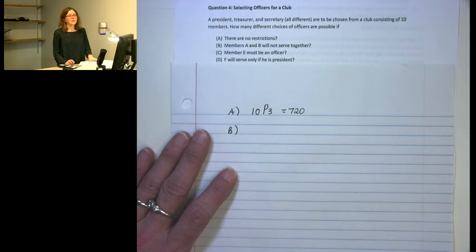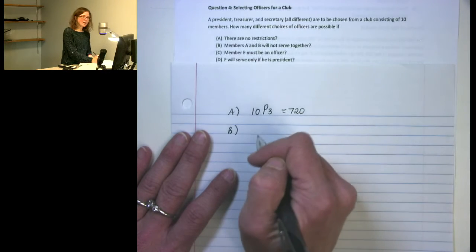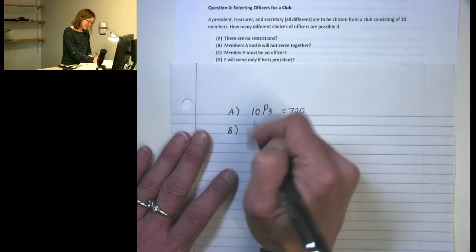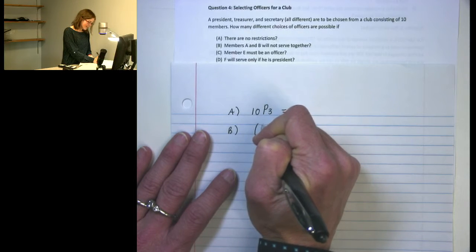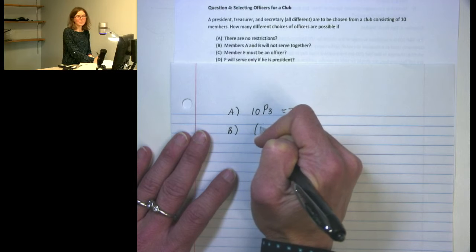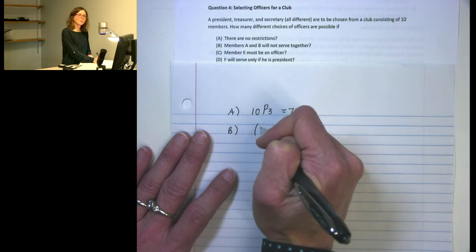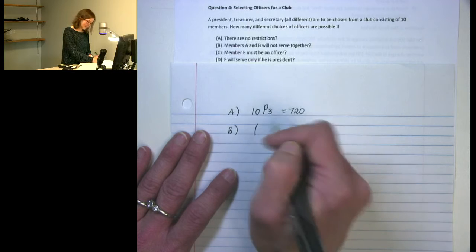Okay. Part B. Members A and B will not serve together. Okay, so if we've got members A and B not serving together, we've got sort of 3 possibilities here. We've got the possibility that A might serve. If A is serving, then there are not 9 people left who might possibly serve in the other 2 positions, only 8 people left who might serve in the other 2 positions.